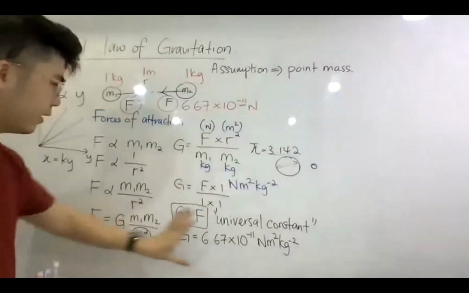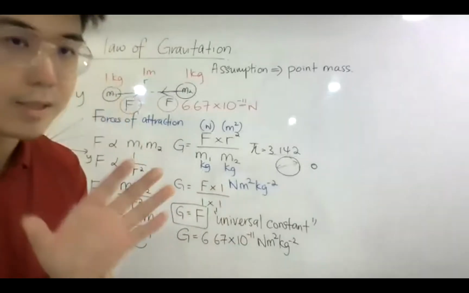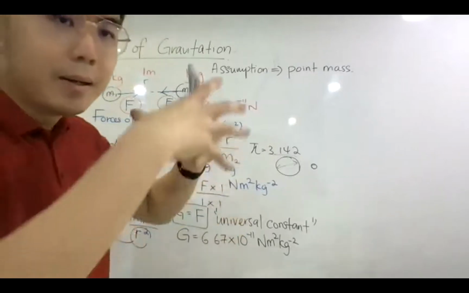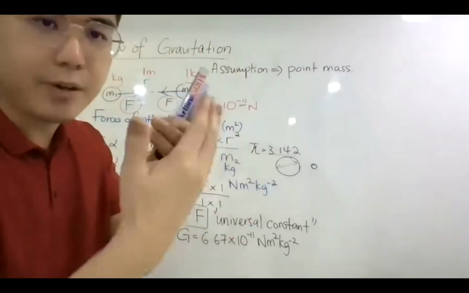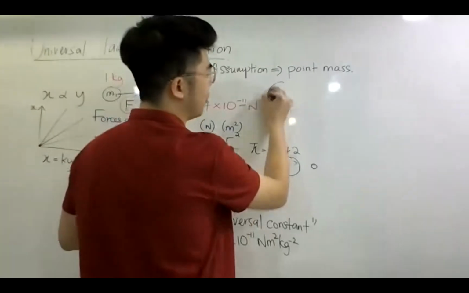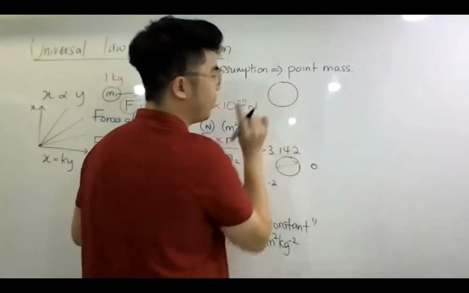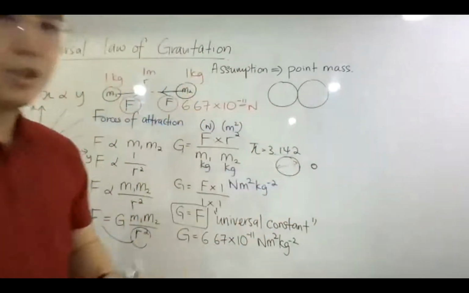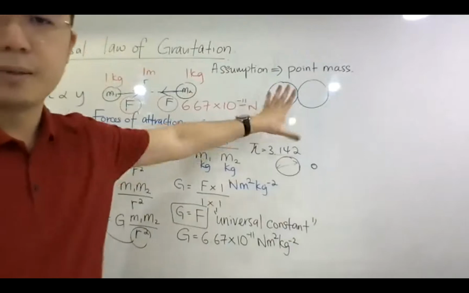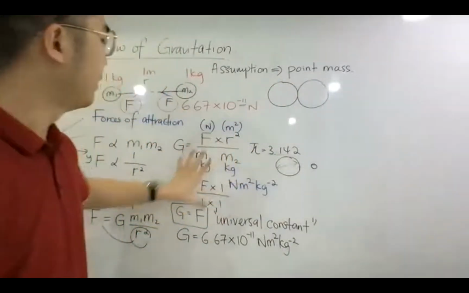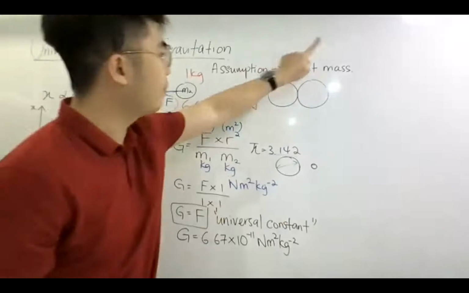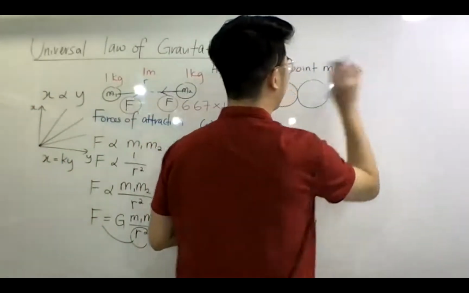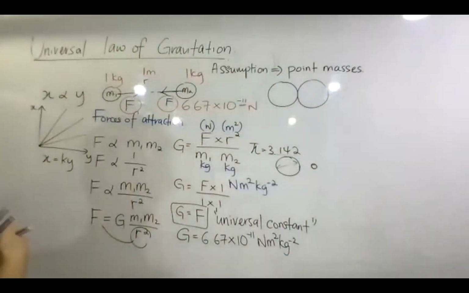Why? Because Newton at that time wasn't sure whether this can be applied for big bodies that are placed very close to each other. For example, you have a big body here, one planet, and then another planet like this, placed very close to each other. He wasn't sure whether this can be applied or not. So he made an assumption that this only applies for point masses. Okay, point masses like this. So if the question asks, then you know how to answer. What is the assumption we make?